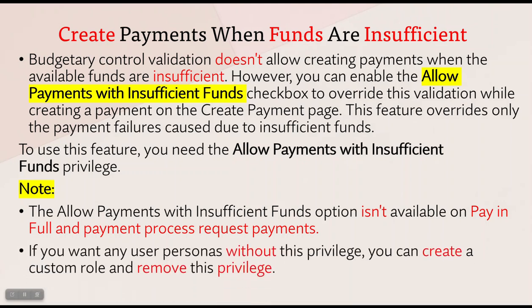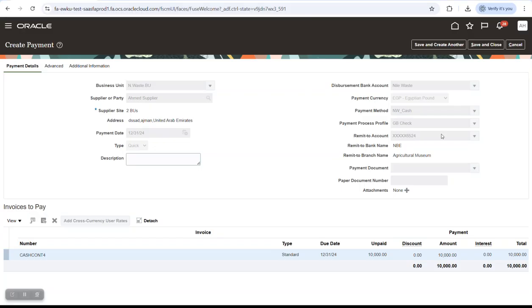If you want to give any users this privilege, you can create a custom role, like taking a copy of your account payable role and adding or removing the privilege allow payment with insufficient fund. This privilege is with, I think, account payable supervisor and account payable manager. So I just need to show you quickly what I did before.